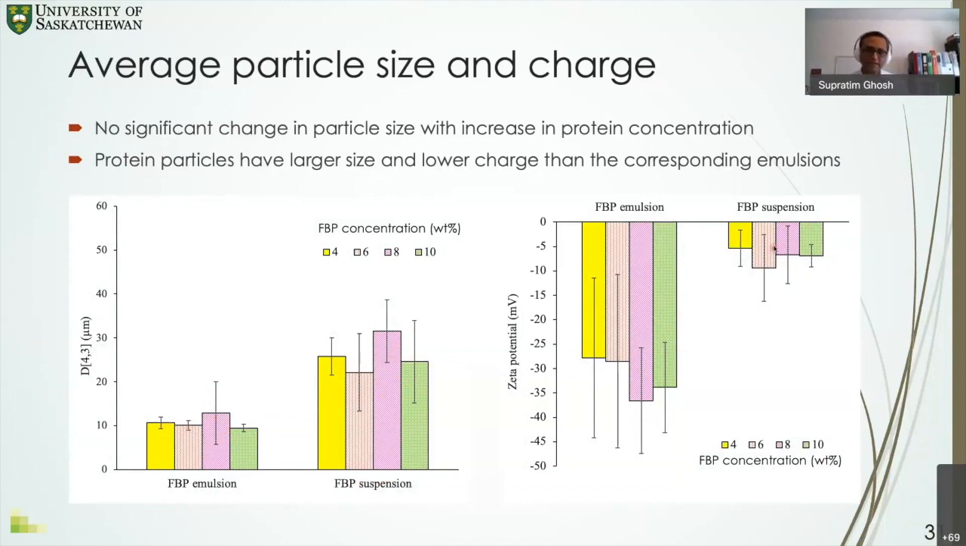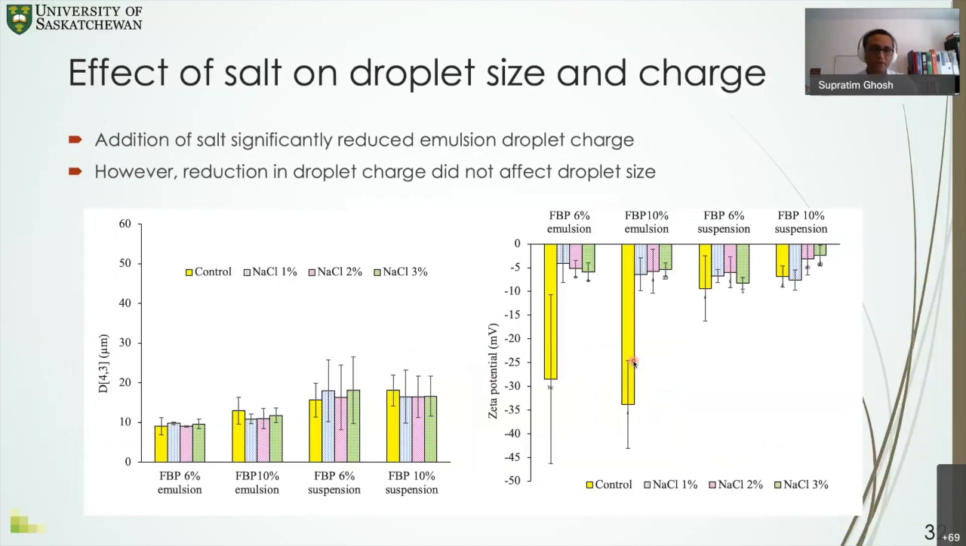And the charge. It has been reported before that when proteins adsorb on the droplet surface, they usually open their structure, and they are more charged when they are on the droplet surface. Then we added salt. We can see that as soon as you add salt, in different amounts, the zeta potential decreases, due to salt-induced charge screening. And I'm showing you here data for 2 different emulsions, 6 and 10% protein stabilized emulsion. The droplet size for 6 and 10 didn't really change that much.